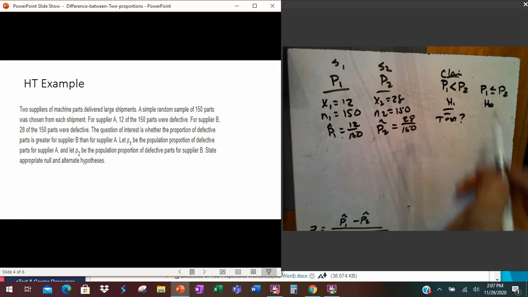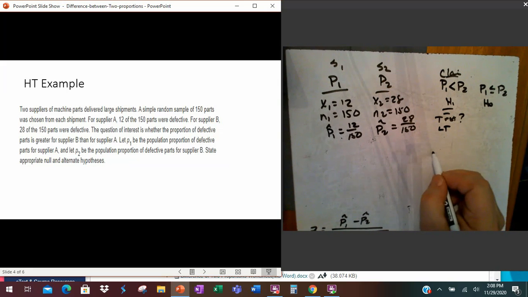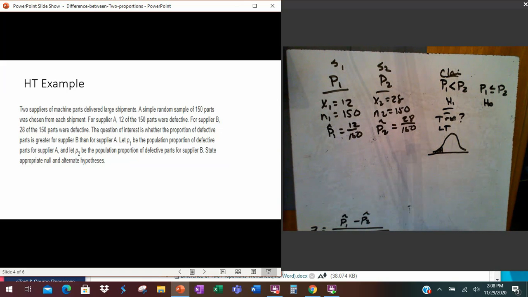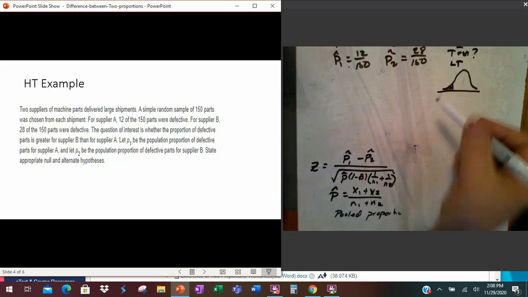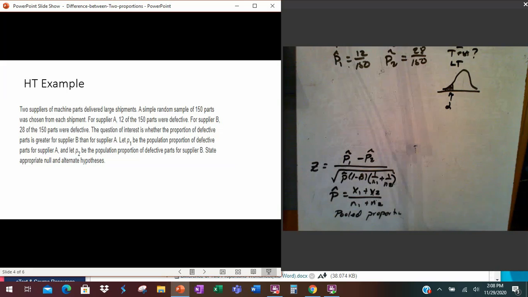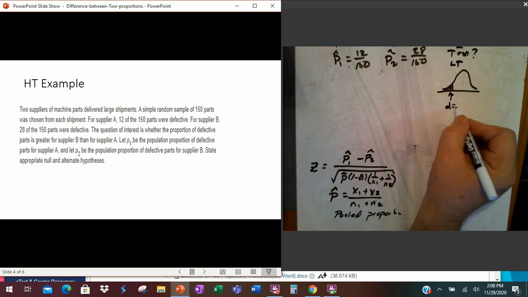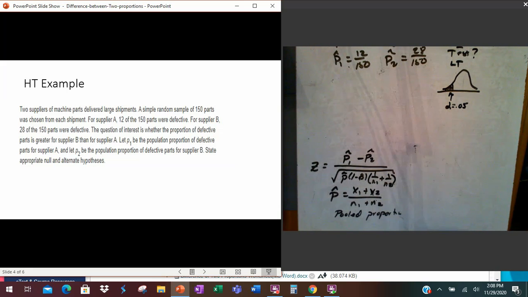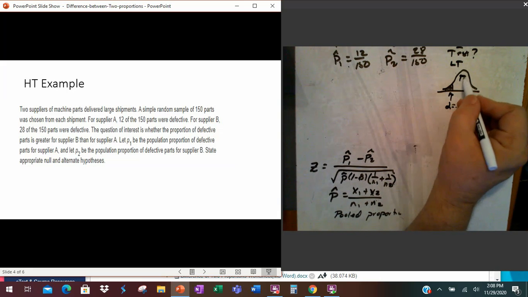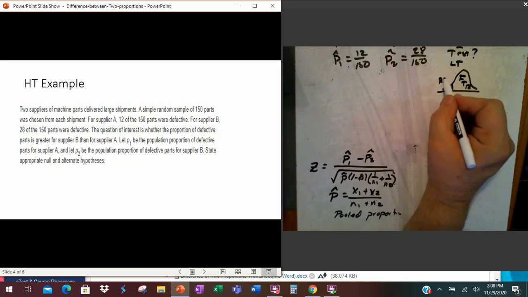Which hypothesis test? H1 points to the left, so that's going to be a left-tailed test. Okay, so let's just do the test statistic, and then we'll talk about that piece of it later, because we're going to need to know an alpha. Let's just go ahead and say 0.05. We're going to test this at the 0.05 level. Here's our fail to reject region, and here's our rejection region.